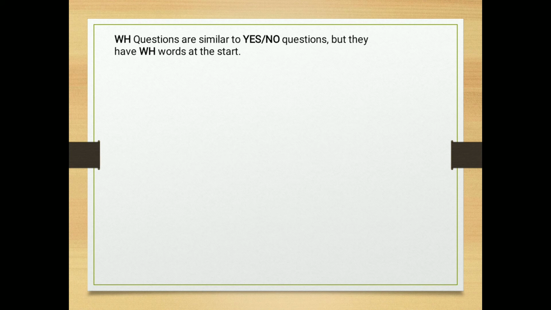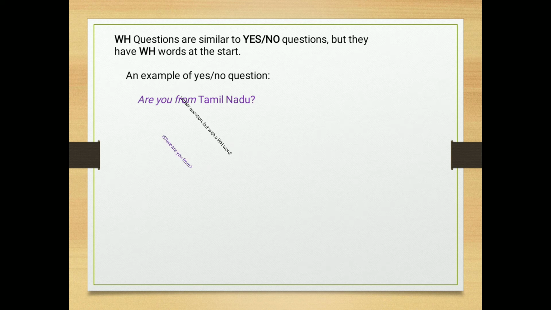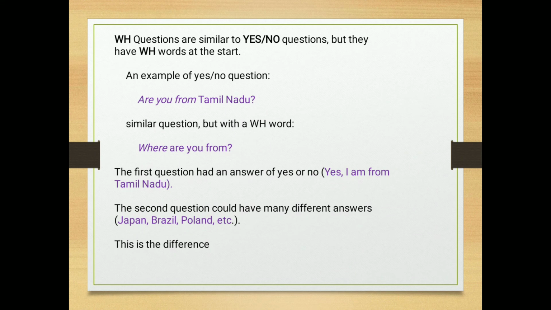WH questions are very similar to yes or no type of questions, but they have WH words at the start. See an example of a yes or no question. Are you from Tamil Nadu? The answer might be yes or no. But we can try a similar question with the WH word: where are you from? The first question had an answer of yes or no: yes, I am from Tamil Nadu. The second question could have many different answers like Japan, Brazil, Poland, etc. This is the difference between WH questions and yes or no questions.